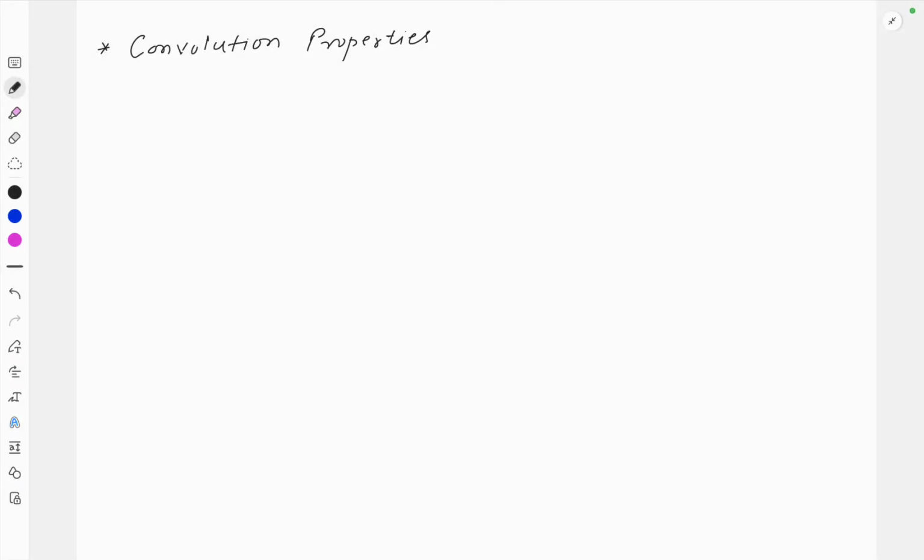In this video, we are going to study properties of convolution. The first property of convolution is the commutative property. This commutative property can be represented for the convolution integral as well as the convolution sum.